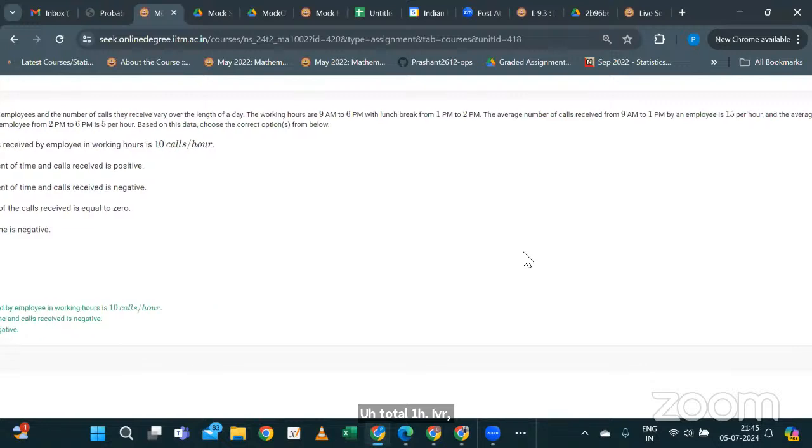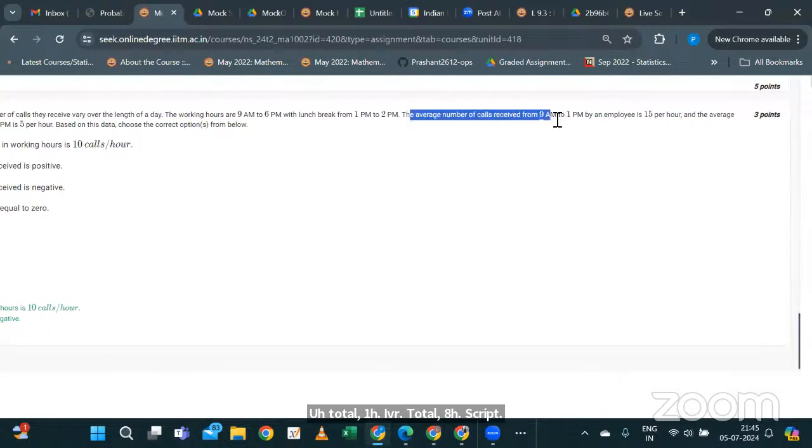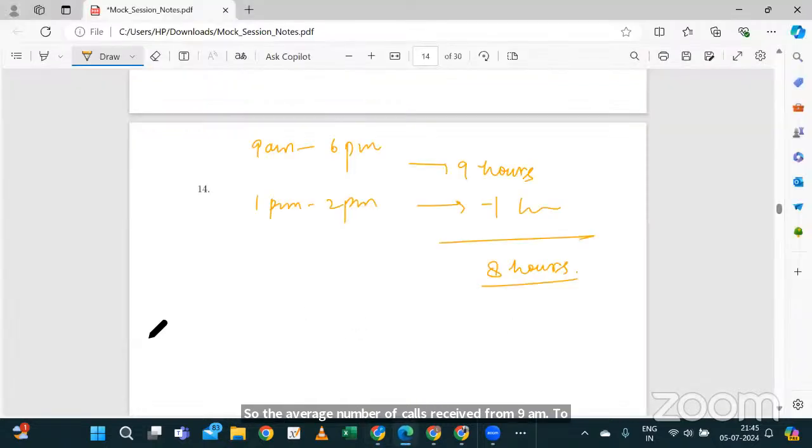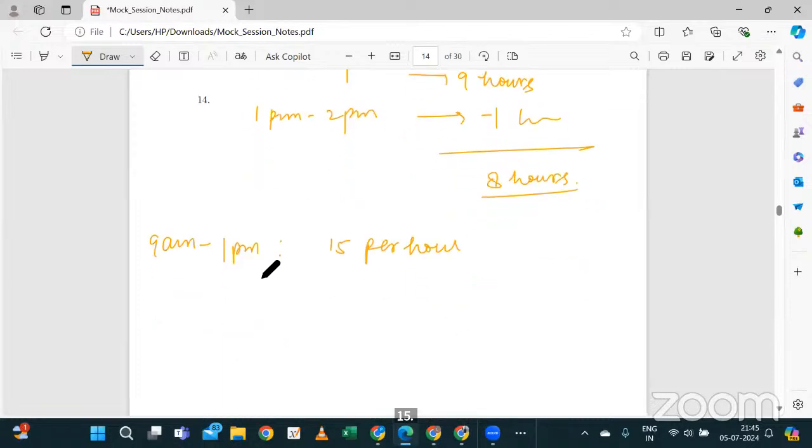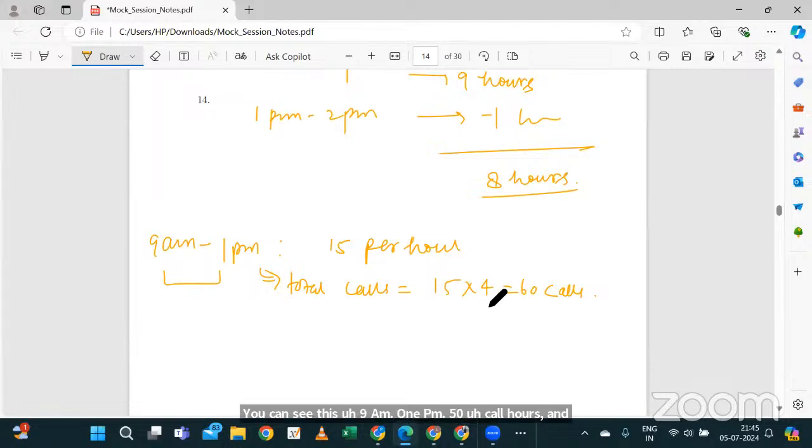Now, the average number of calls received from 9 a.m. to 1 p.m. by an employee is 15 per hour. So for 9 a.m. to 1 p.m., what is the average number of calls? 15 per hour, right? But for this time, what will be the total number of calls? 15 into 4, that is 60, because from 9 a.m. to 1 p.m. at 15 calls per hour, there will be 4 hours. So total calls will be 60.